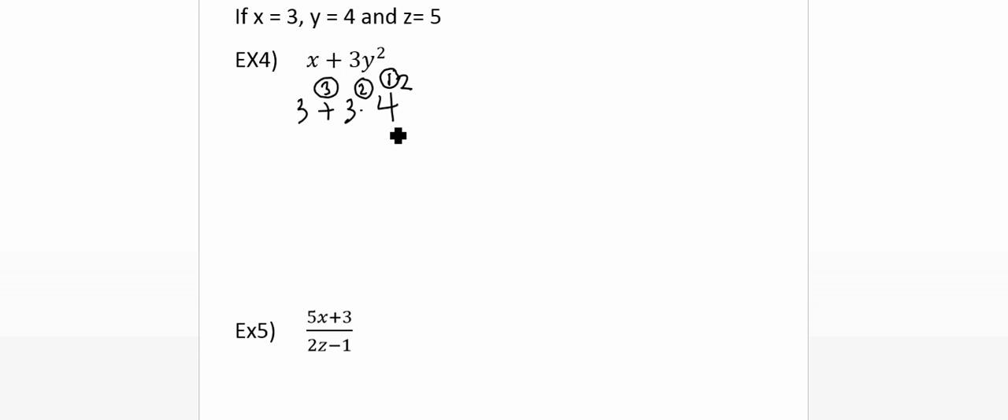So I'm going to do 4 squared first. 4 squared is 16, not 8. Don't fall for that. Everything else comes straight down, just like I said. 3 times 16, if you know your math, that's 48.